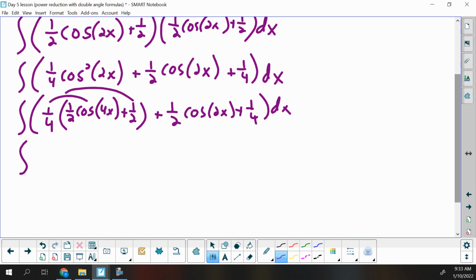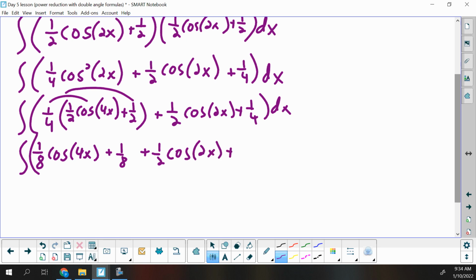So we'll distribute. 1/4 times 1/2 will give us 1/8. We'll have another 1/8 and carry everything else down. And then if we combine like terms, we've just got the 1/8 and the 1/4 there to give us 3/8 for our constants.